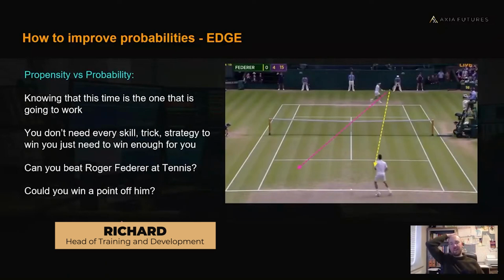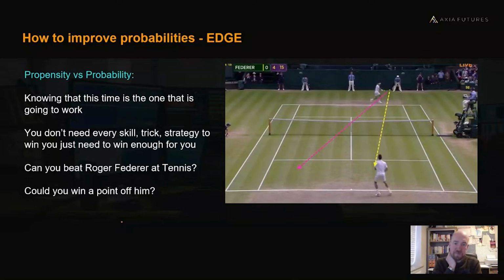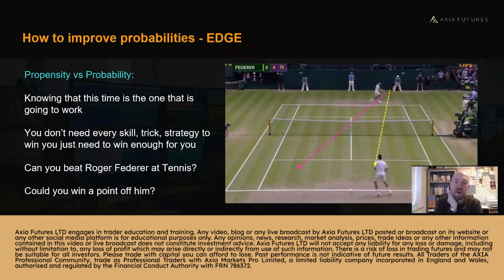How do you improve probabilities? What probabilities don't do, like I said, is deal with variance. What propensity does is deal with variance. The whole idea of propensity is knowing that in this situation, this is likely to work. So that's the way that you want to try and do it.